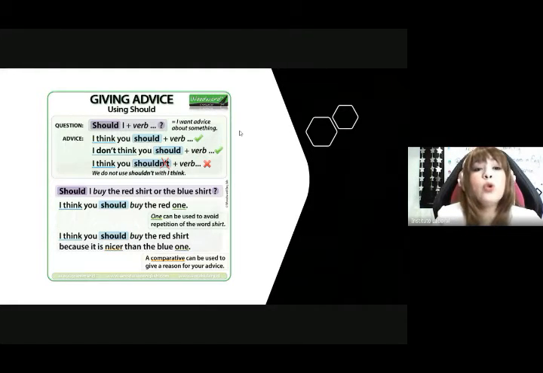For example, you should wear a mask. You should wear a mask when you are outside. Okay. So here we have some examples of how to use should or shouldn't. Question: should I plus the verb. Should I bring a mask? Yes, you should wear a mask. Okay, I think you should wear a mask. I don't think you should deposit the mask over there. I think you shouldn't plus verb is incorrect.